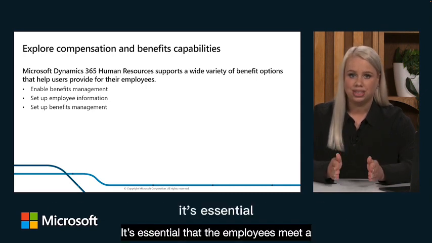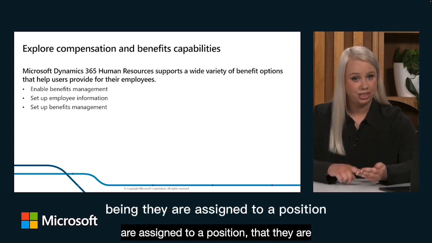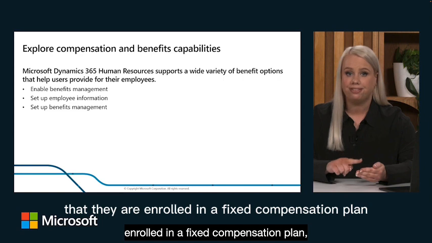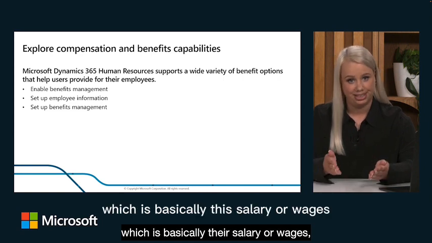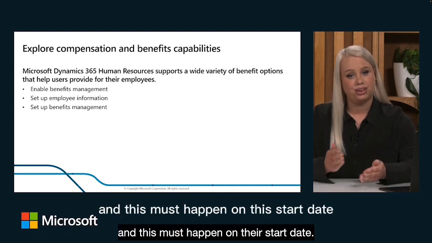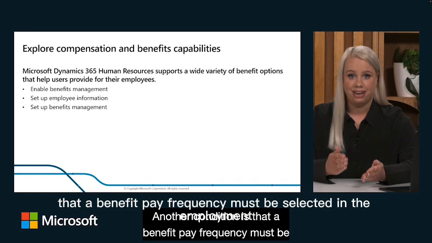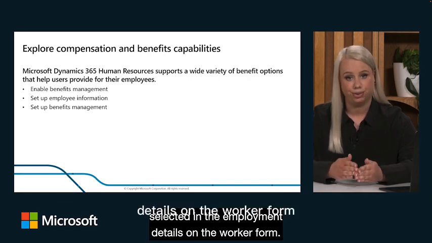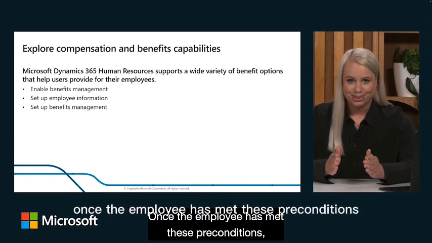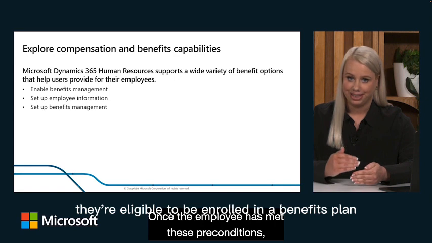It's essential that the employees meet a few conditions in the system, being they are assigned to a position, that they are enrolled in a fixed compensation plan, which is basically their salary or wages, and this must happen on their start date. Another condition is that a benefit pay frequency must be selected in the employment details on the worker form. Once the employee has met these preconditions, they're eligible to be enrolled in a benefits plan.